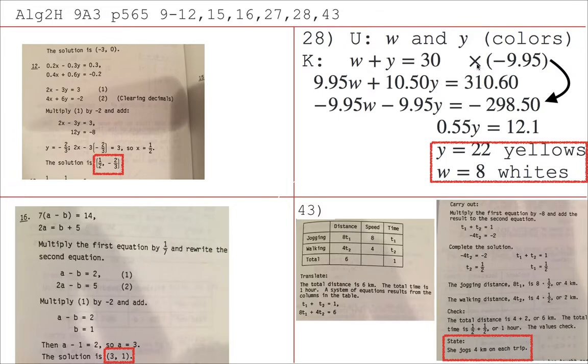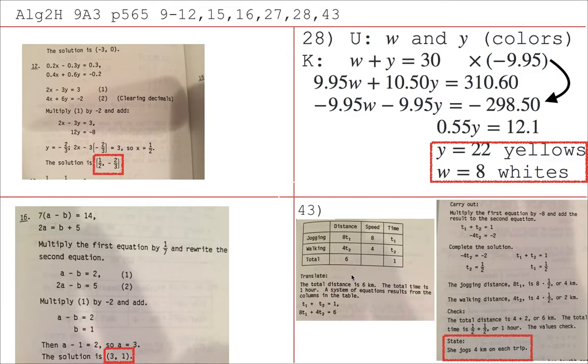So looking to eliminate the w's, you can multiply this top equation by -9.95. Then when you add these two equations together, you get the elimination in the w terms. And then this y times -9.95 is -9.95y, and then 30 times -9.95 is this number right here. You add these two and you get this. You add these two and you get this. And then dividing both sides by 0.55, you get this. Back substitute into the original, you get w equals 8.